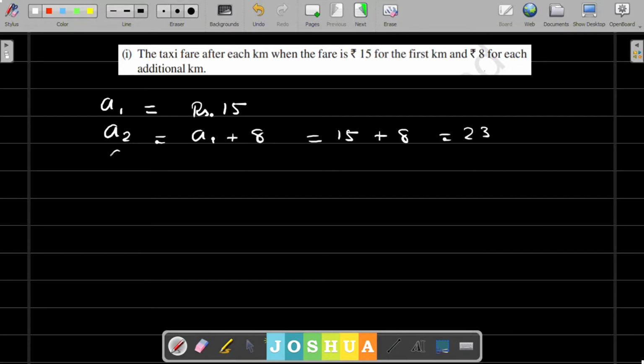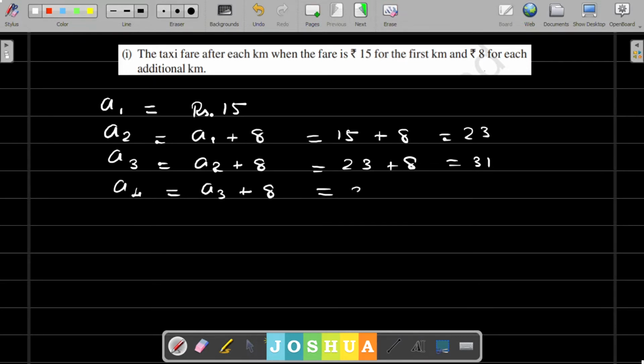The same way, the cost for the third kilometer is the cost of the second kilometer plus the cost of the additional kilometer 8, 23 plus 8, that is equal to 31, and the total cost for traveling 4 kilometers is equal to the cost of 3 kilometers plus additional kilometer 8, and in this case 31 plus 8, 39, and so on.